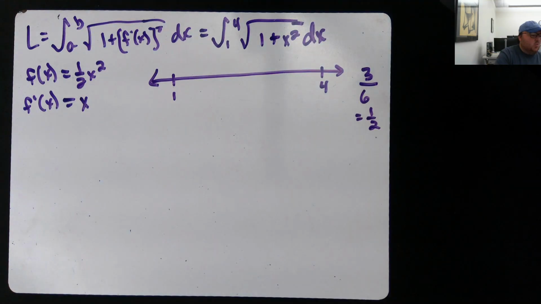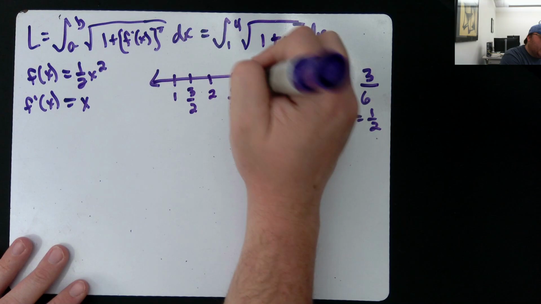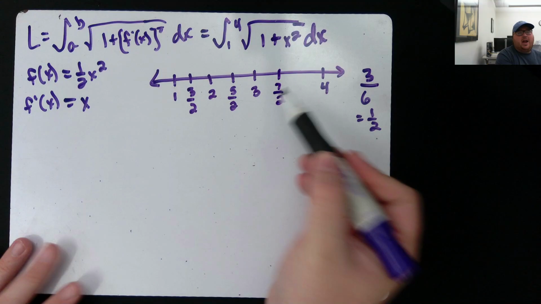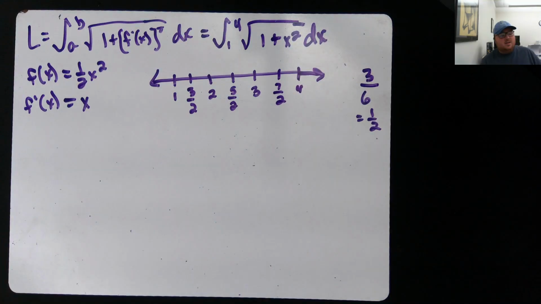So 1 plus 1/2 is 3/2. Plus 1/2 is 2. Plus another 1/2 is 5/2. Plus another 1/2 is 3. Plus another 1/2 is 7/2. Plus another 1/2 is 4. I didn't draw this to scale. Let's reduce it just so that it looks nicer. Let's put 4 there. There we go. That's going to be the range that I have.